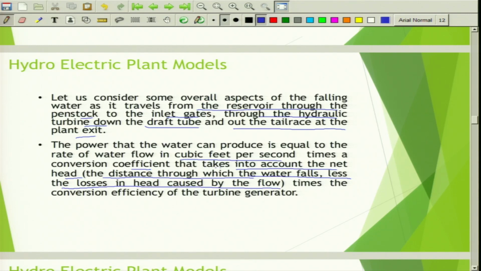There are two types of efficiencies considered here, and there is also the conversion efficiency of the turbine generator. So there is the flow in feet cube per second, this is the speed of the water, the water inflow, multiplied by the net head, and the efficiency of the generator. There is a gross head that I have discussed already.